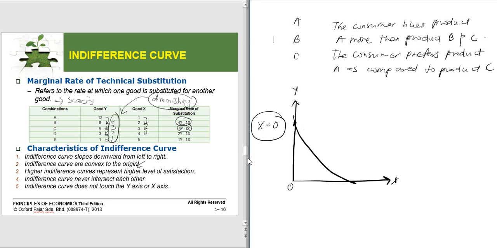So the indifference curve shows a combination. When X is 0, it doesn't show any combination of X and Y, meaning the consumer only consumes product Y. And if the indifference curve touches the X axis here, it means that the consumption of Y equals 0, meaning the consumer doesn't consume product Y. So it does not show any combination here. Okay, so it must not touch the X and Y axes. It should be somewhere here, then it shows the combination of X and Y.